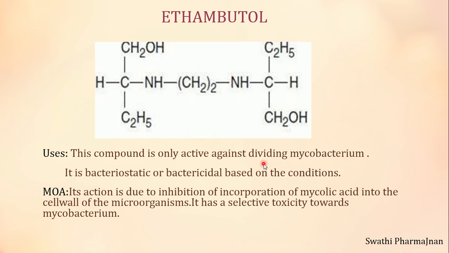This compound is only active against dividing mycobacterium, and it is bacteriostatic or bactericidal based on the conditions. Sometimes it will show the bacteriostatic property, sometimes the bactericidal property, depending on the conditions of the mycobacterium tuberculosis. Its action is due to inhibition of incorporation of mycolic acid into the cell wall of the microorganisms. It has a selective toxicity towards mycobacterium. It will inhibit the incorporation of mycolic acid, which is an important component required for the formation of the cell wall of microorganisms. That is the mechanism of action of ethambutol.